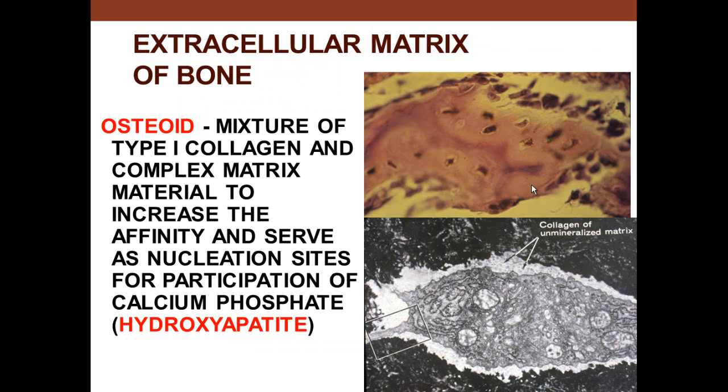Now, the extracellular matrix of bone, the osteoid, the stuff that's secreted by bone, is type 1 collagen, and it's a complex mixture of minerals and material to increase the affinity and serve as a nucleation site for precipitation of calcium phosphate or hydroxyapatite. That's what we're seeing there.